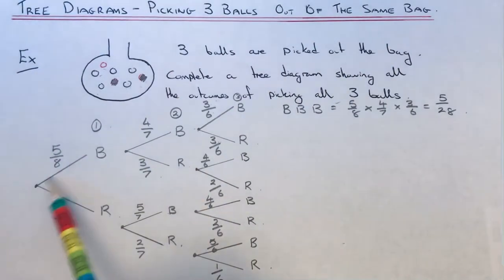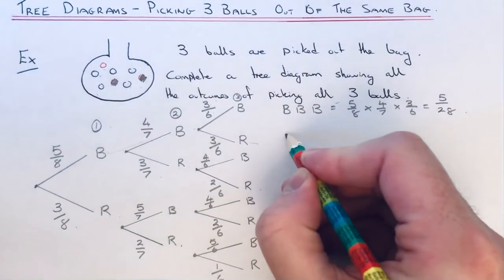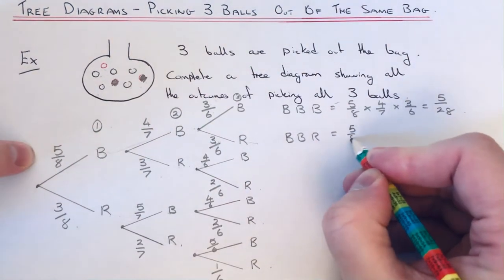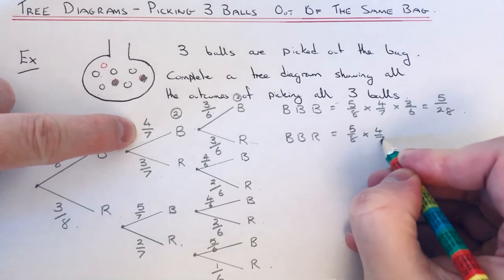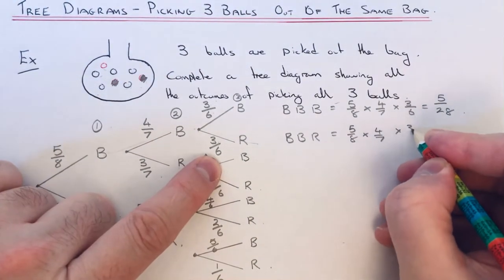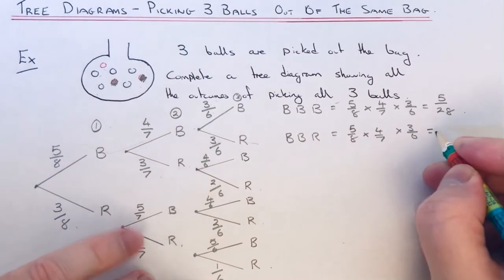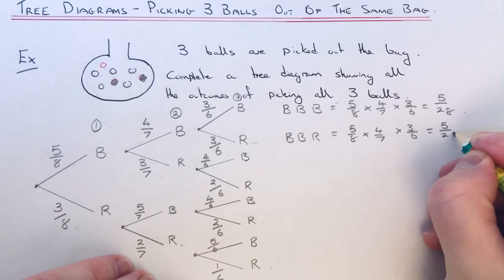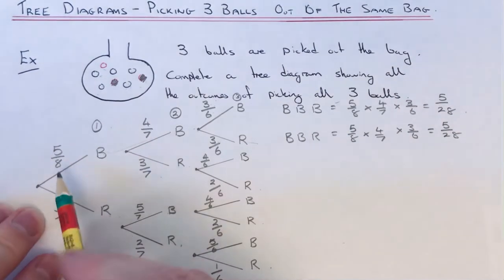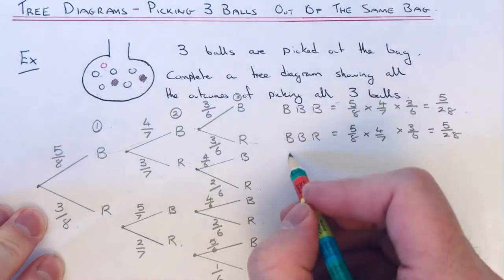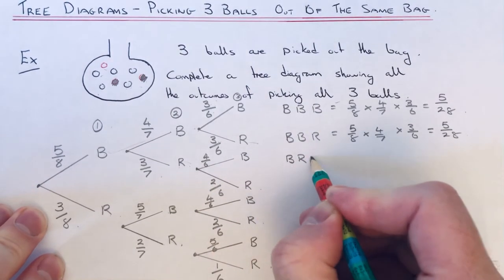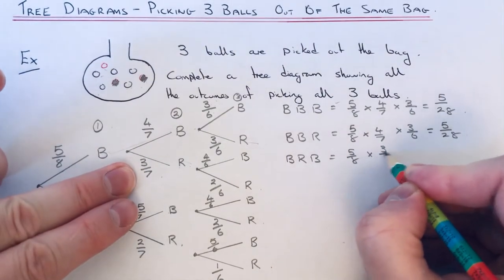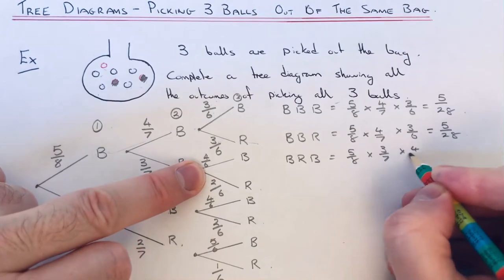So our next outcome is black, black, red. So I get that by multiplying 5 eighths by 4 sevenths by 3 sixths. So that is the same as the previous one, isn't it? So that would also be 5 out of 28. The next outcome will be black, red, black. So that would be 5 eighths times 3 sevenths times 4 sixths.